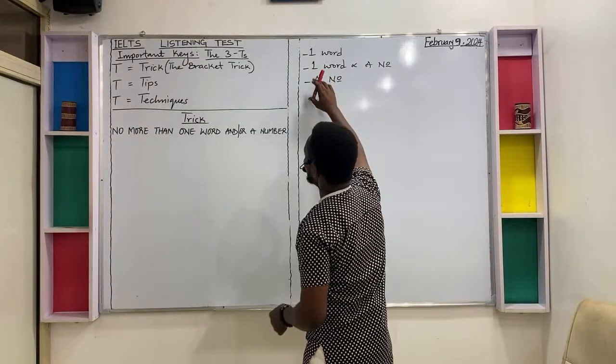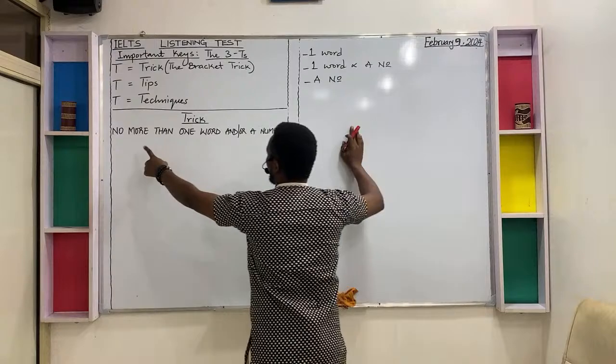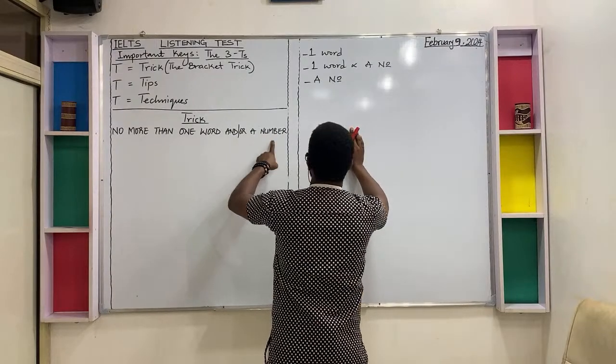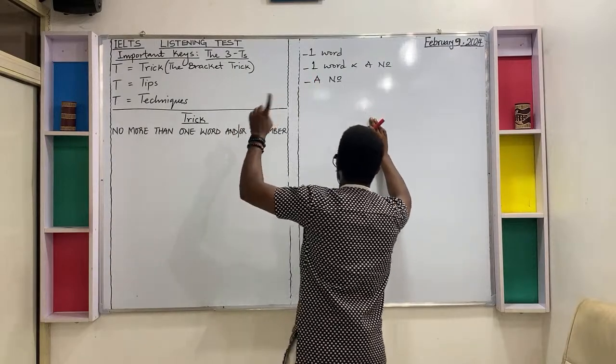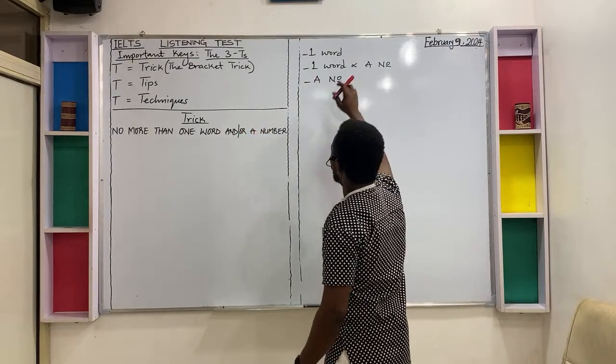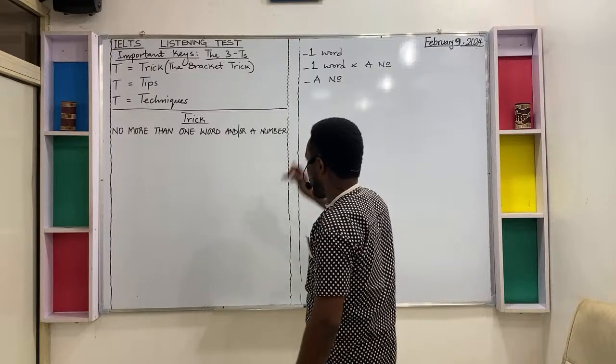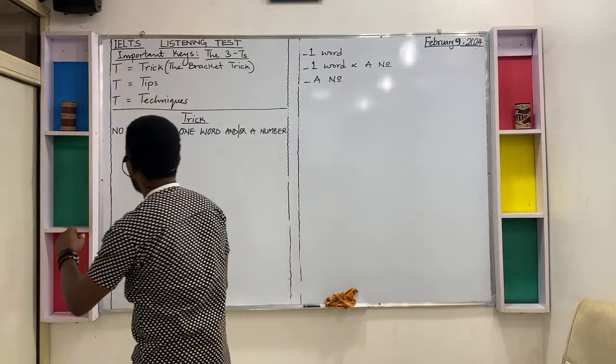Now, having understood the interpretation of this instruction, no more than one word and/or a number, which means that your answer can be just a word. It could be a word and a number. It can as well be just a number without a word. Now, how do we apply the bracket trick?